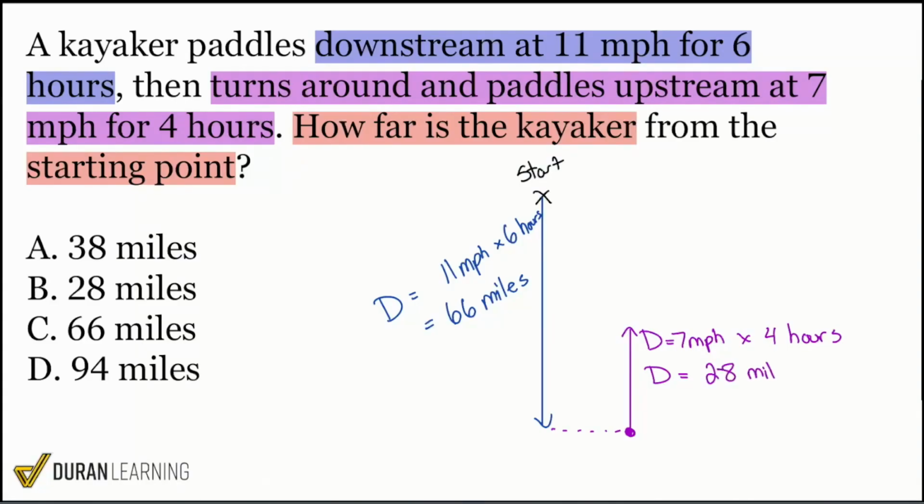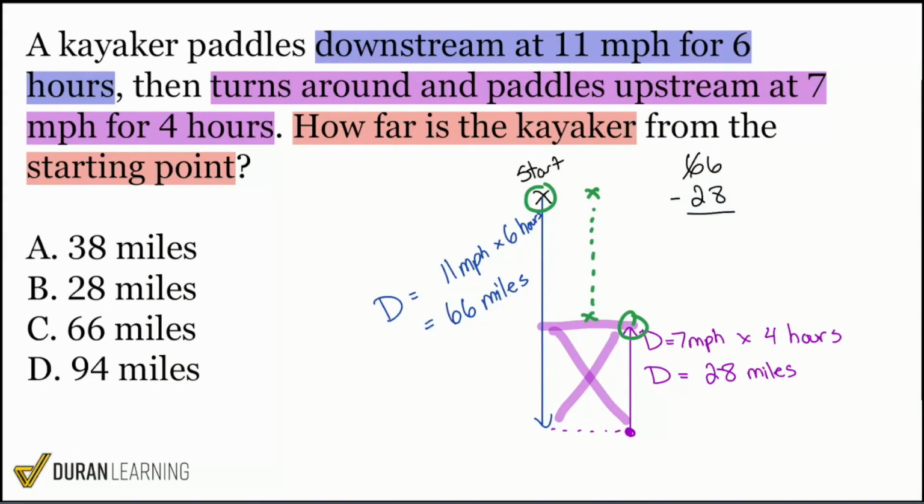Sounds good. So as long as we understood that if we're trying to see how far we are from the starting point and we went downstream and then upstream, you might also understand that taking the 66 miles that we went downstream and subtracting the distance that we came back upstream will give us how far we are from the starting point, from here to here. That's what we're trying to find. From where we start to where we end, that's the distance we're trying to find. And that's going to be found by doing 66 minus 28.